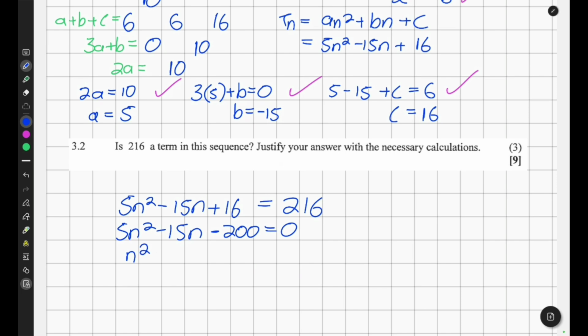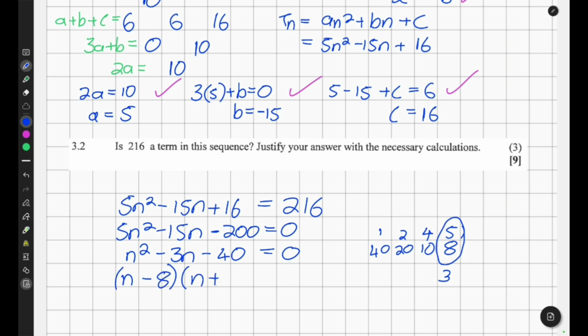So if I divide all sides by 5, this is going to be n squared minus 3n minus 40 equals 0. And the factors of 40: 1 and 40, 2 and 20, 4 and 10, and then 5 and 8. I'm looking for a pair that if I subtract them, I get 3. So it looks like 216 is actually part of this. Just going to say this is n minus 8, and then n plus 5 equals 0. So therefore, the 8th term in this sequence is actually going to be 216.